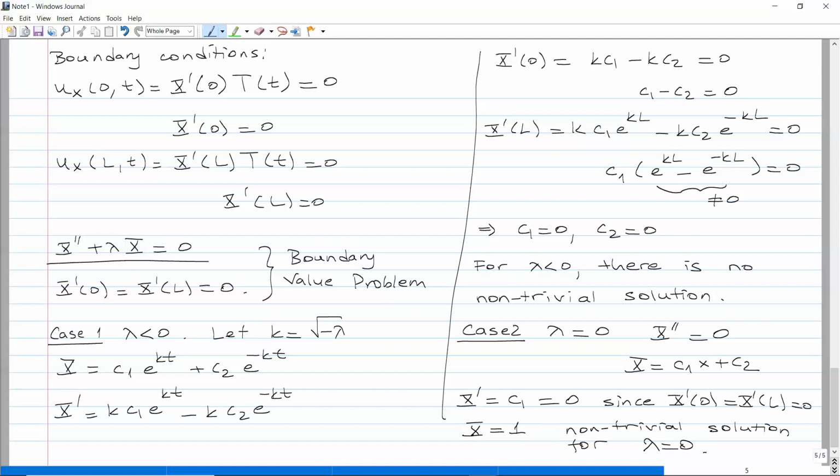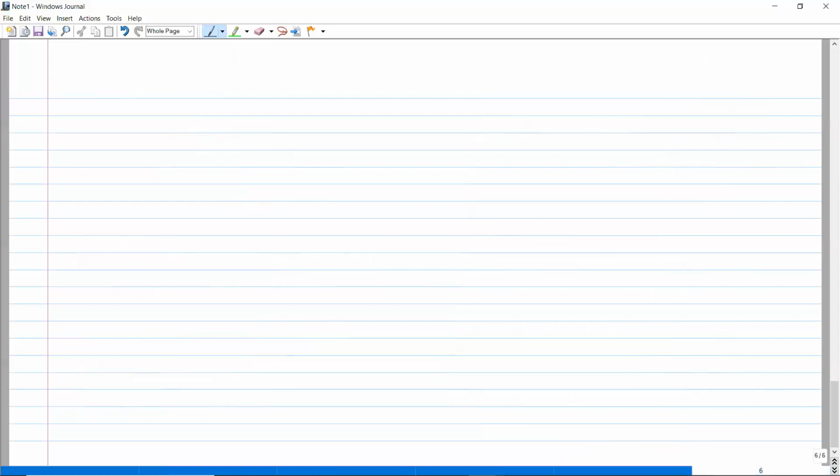Remember in our previous problem where the ends are kept at constant temperature, we do not get a non-trivial solution for lambda equals 0, only for lambda greater than 0. So here there's a difference. We get a non-trivial solution for lambda equals 0. A constant solution, but it is still, we may have a non-zero constant solution. So what is the corresponding solution for T?